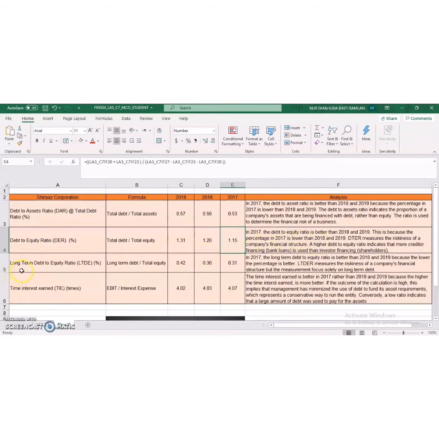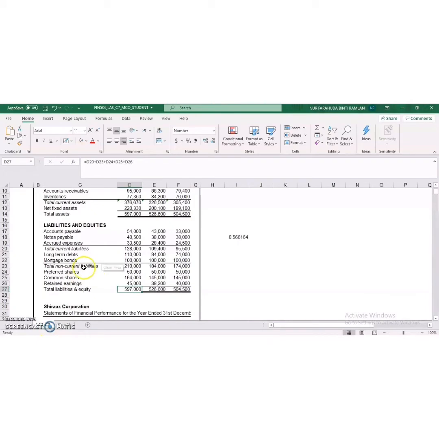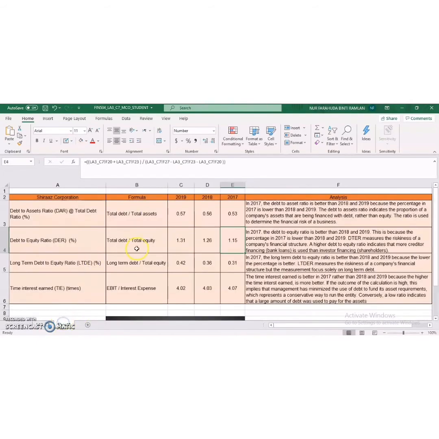We go to the long-term debt to equity ratio, and the answer is also in percentage. The formula to calculate this ratio is long-term debt divided by the total equity. Long-term debt is given here, so we just click the amount and then divide it by the total equity, so we can get the answer for the 3 years. In 2017, the long-term debt to equity ratio is also better than 2018 and 2019 because the lower the percentage, the better the ratio.